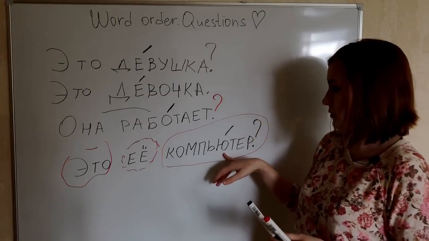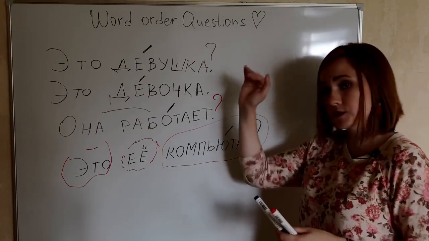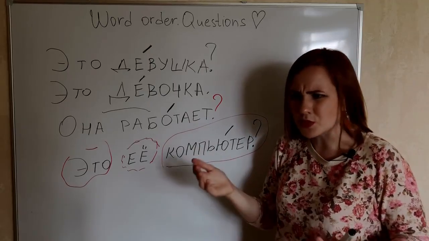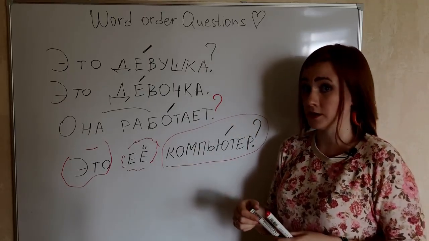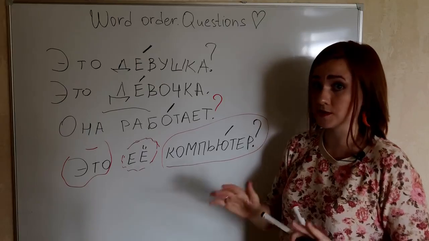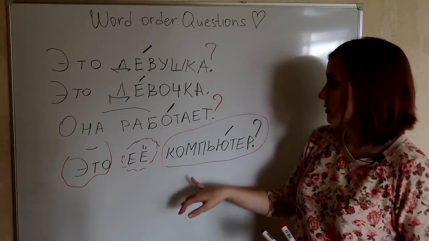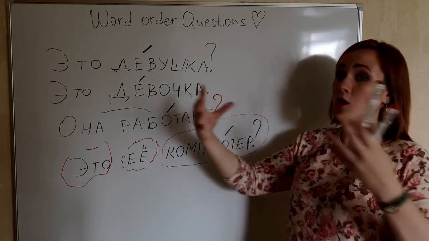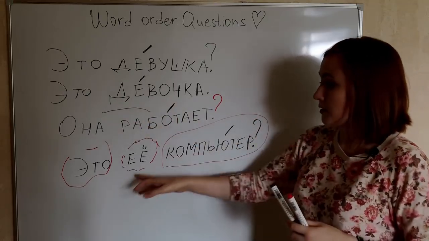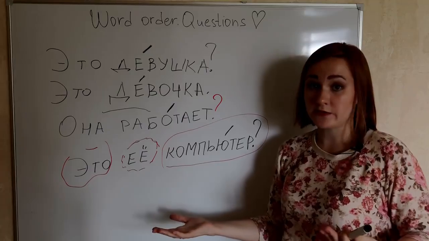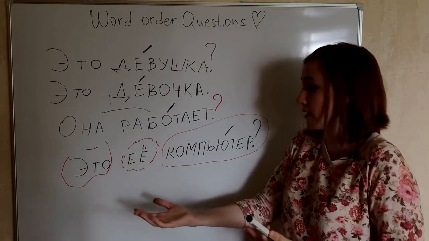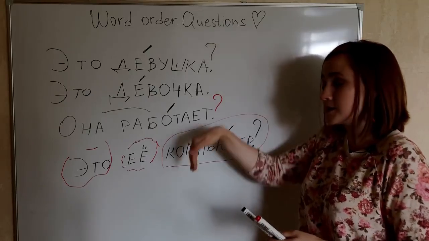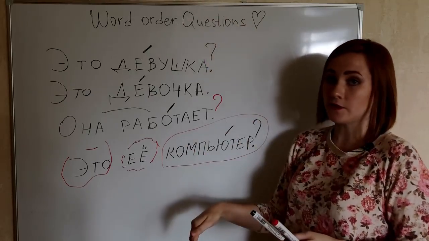Here, you emphasize this U because it's stressed. Компьютер. Это ее компьютер? Да, это ее компьютер. It's not a purse, it's her computer. Да, это ее компьютер. So, if it's a long sentence, you understand what you want to emphasize, what exactly you're trying to ask. And in this word, you emphasize that stressed vowel.